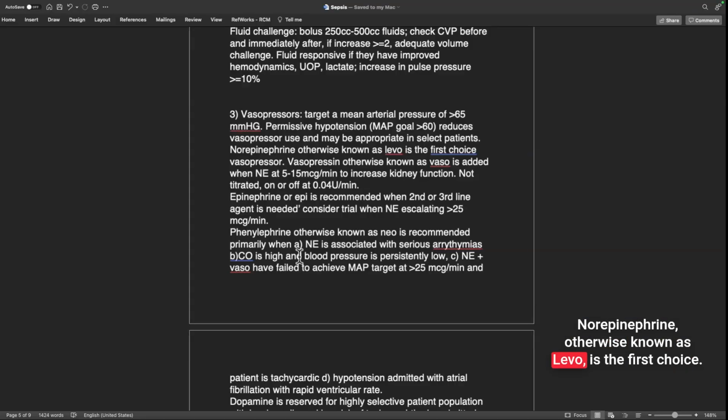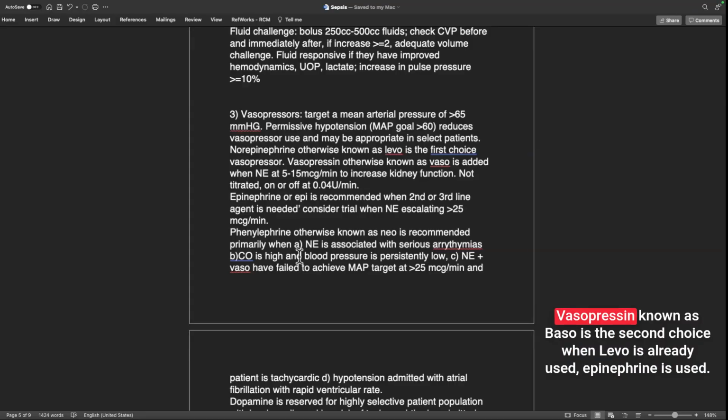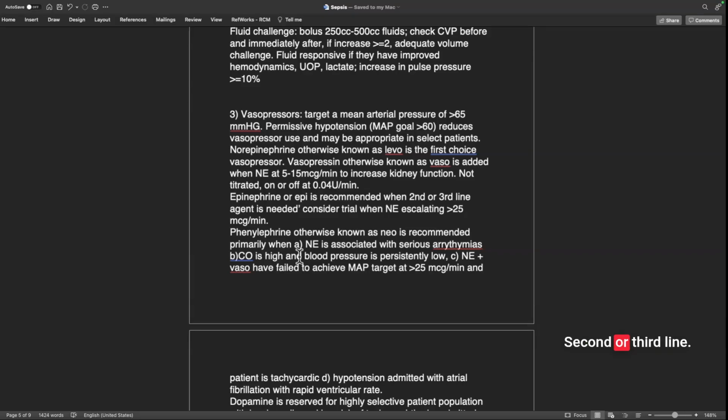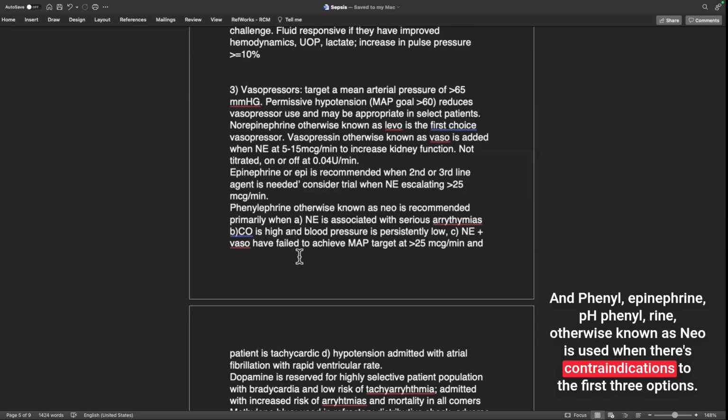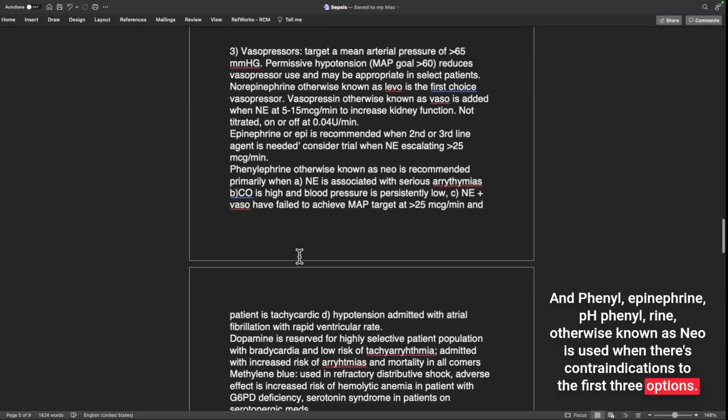Norepinephrine, otherwise known as Levo, is the first choice. Vasopressin, known as Vaso, is the second choice when Levo is already used. Epinephrine is used second or third line, and phenylephrine, otherwise known as Neo, is used when there are contraindications to the first 3 options.